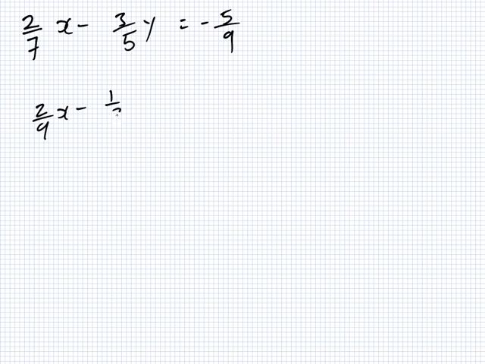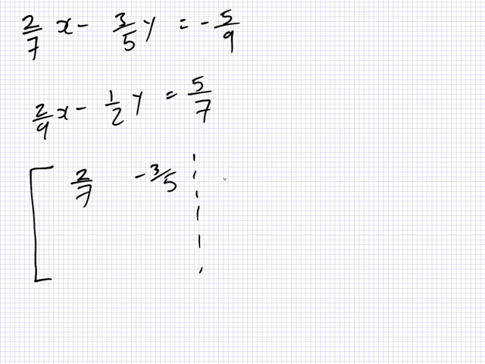So this is 4a on the degree 2 systems. We have 2 over 7 x minus 3 over 5 y equals minus 5 over 9, and 2 over 9 x minus a half y equals 5 over 7. Okay, block time: 2 over 7, minus 3 over 5, minus 5 over 9; 2 over 9, minus 1 over 2, 5 over 7.